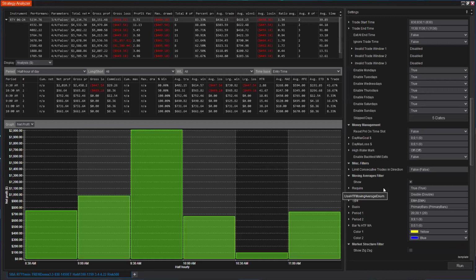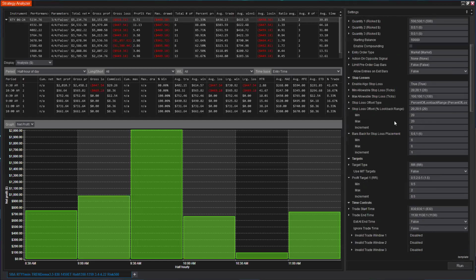Okay. So now we have 12 trades. Again, this is only a 1 week sample. I'm just doing this so it's quick. We've got 5,200 with a max drawdown of 469. So not bad.